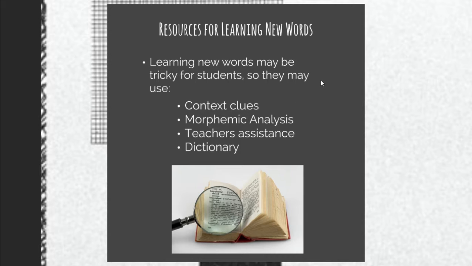Morphemic analysis, the student would use the roots and the affixes of the words to try and figure out what it may mean. Teacher's assistance, that's just the teacher assisting the student and giving them the definition or trying to help them figure it out themselves. In dictionary, the student can take the dictionary and look up the word and figure it out.